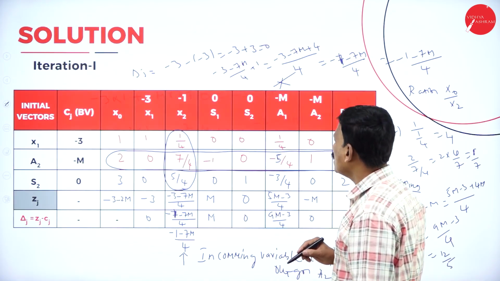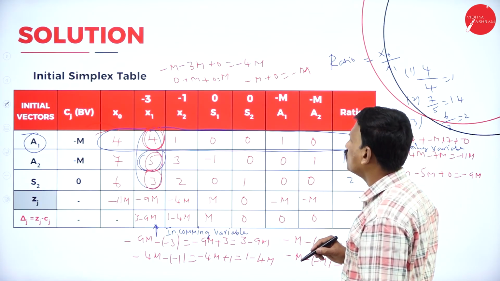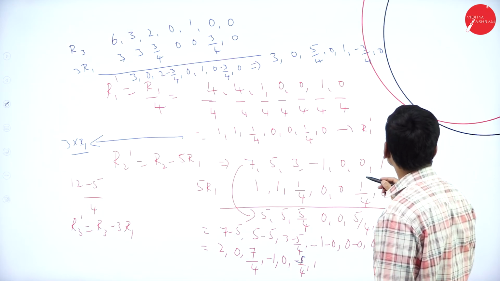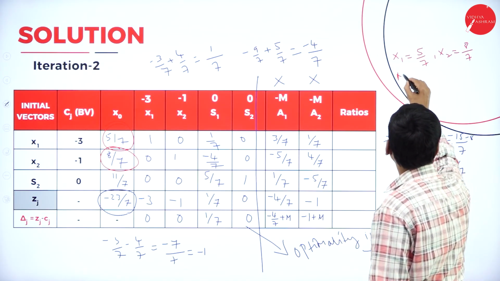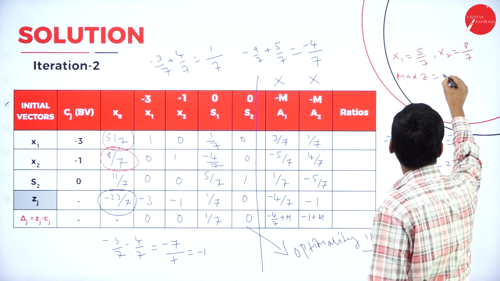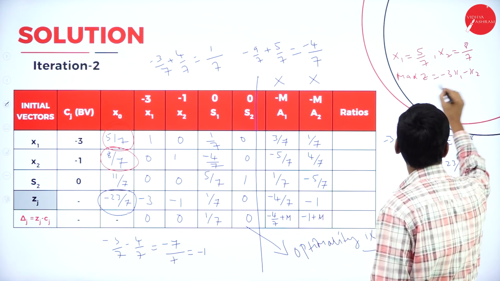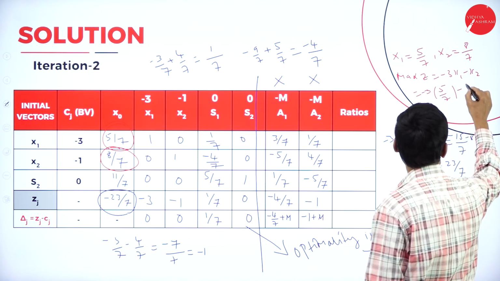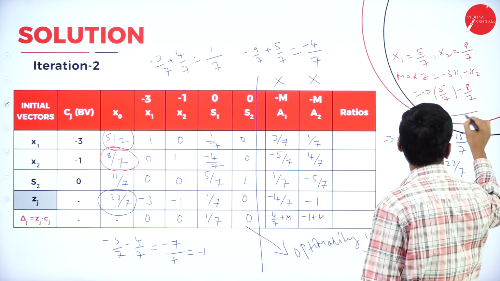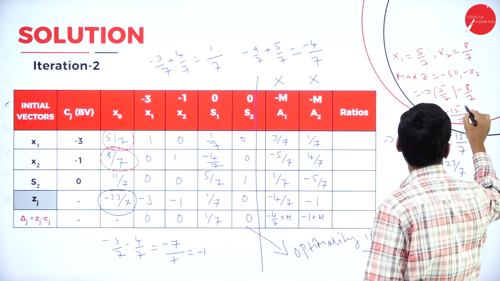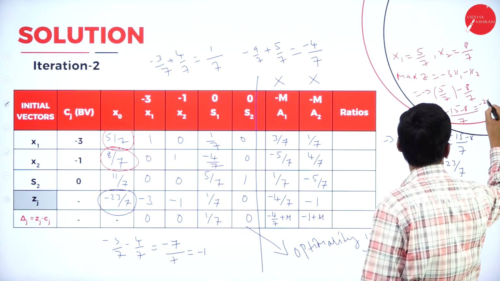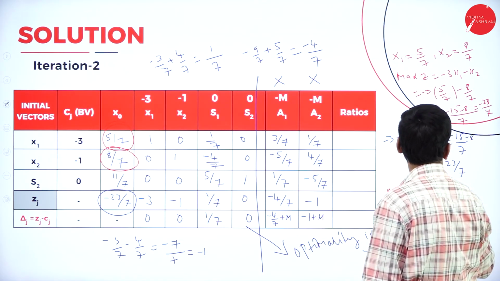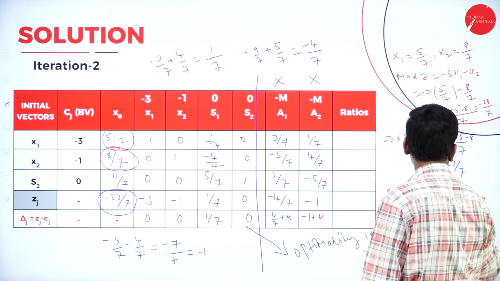What is required to find is the maximum value. Maximum is minus 3x1 minus x2. So therefore, max z is equal to minus 3x1 minus x2. Substitute here, minus 3 into 5 by 7 minus 8 by 7. 7 is the LCM, minus 15 minus 8 is minus 23 divided by 7. Max z is equal to minus 23 by 7.